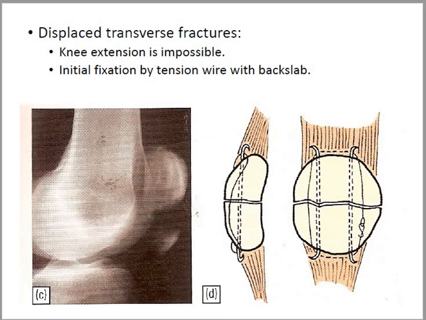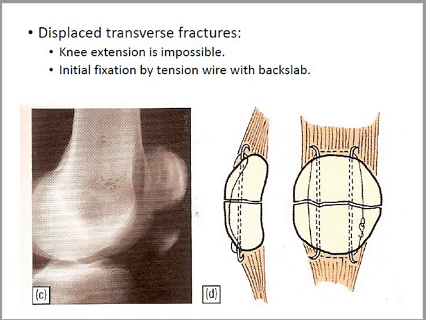Displaced transverse fractures. This is a very classical picture of a displaced transverse fracture which happens due to indirect force, the pull of the quadriceps mechanism, which tears the patella into two halves. So knee extension is impossible. Initial fixation by tension wire with back slab. From the start, conservative treatment will not help us, but the idea is to do tension wiring. There are many methods nowadays for this tension, where you fix the patella under tension.